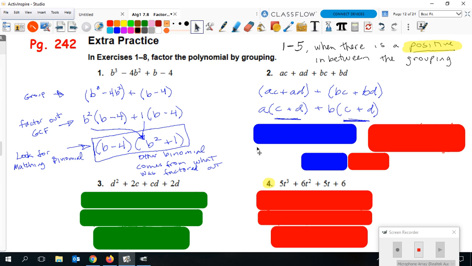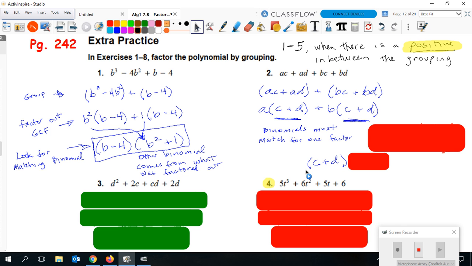And so what we say here is the binomials must match for one factor. In order for the factoring by grouping to work, these binomials must be exactly the same. When you factor out that GCF, you must have a matching binomial, and you can put that as the first one in your answer. And then the second binomial, what got factored out, comes together for the other factor. So what got factored out was the A and a B, so it's A plus B. A plus B is the other factor. And there it is.